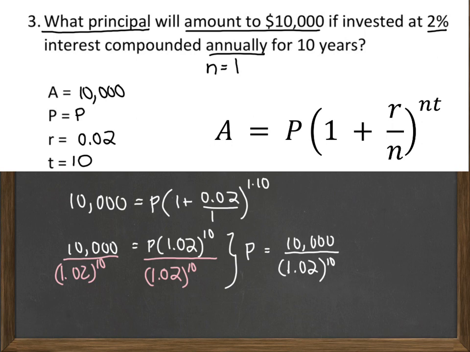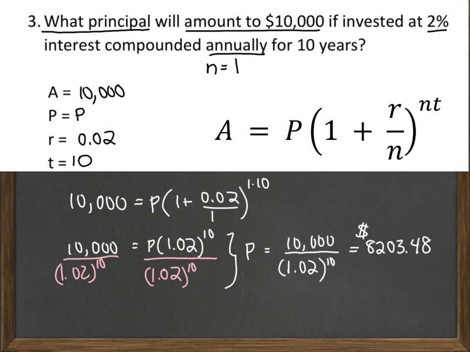If you're clever and you know how to use your parentheses in your calculator, you should be able to type this whole thing in one go into your calculator and find the answer. When we type that into the calculator, we find out that we would have to invest about $8,203.48 in order to have $10,000 at the end of 10 years.